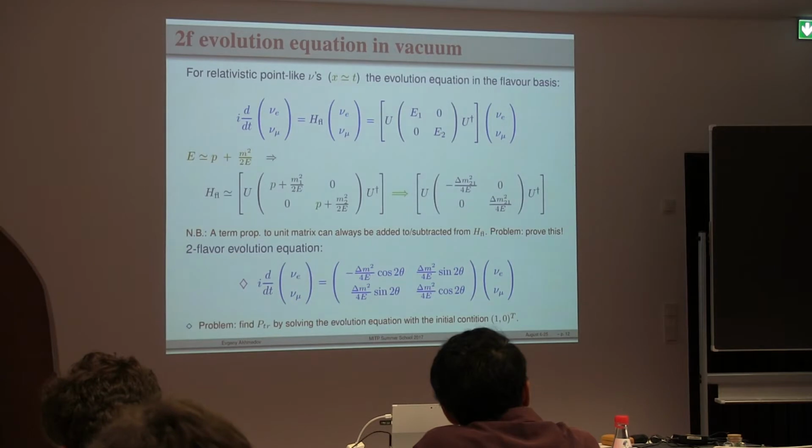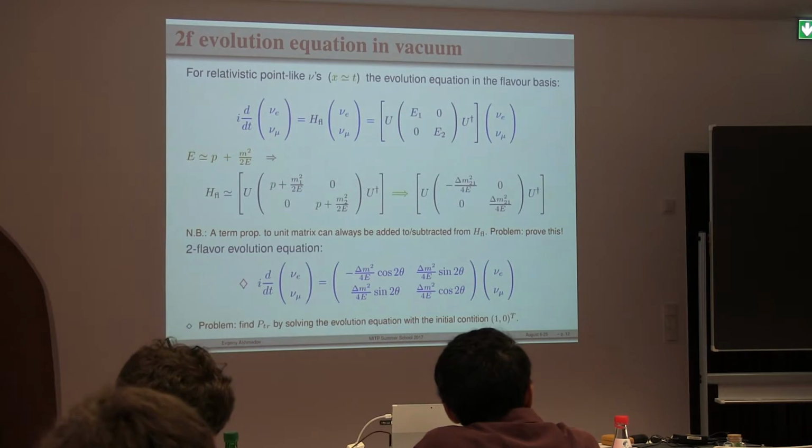Now, why all this complication? Why do I need this Schrödinger equation when I can directly calculate oscillation probability? The answer is it will be very useful for us when we start considering neutrino oscillations in matter, the MSW effect. Okay?